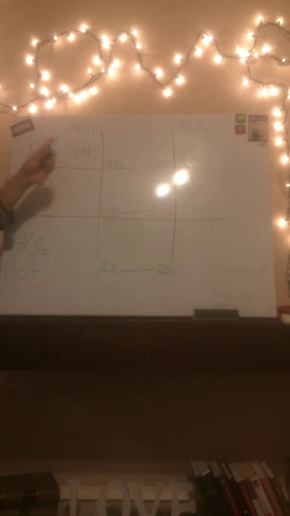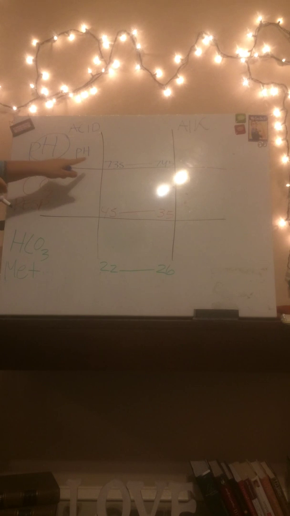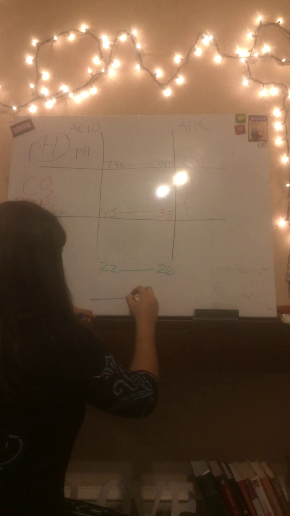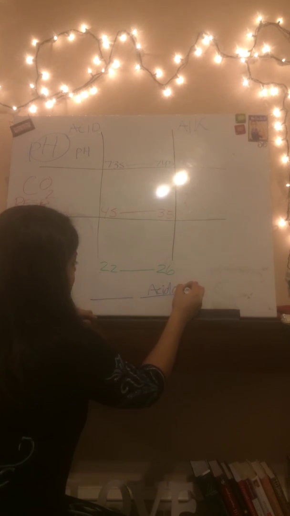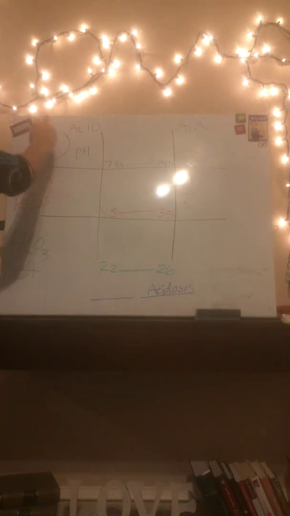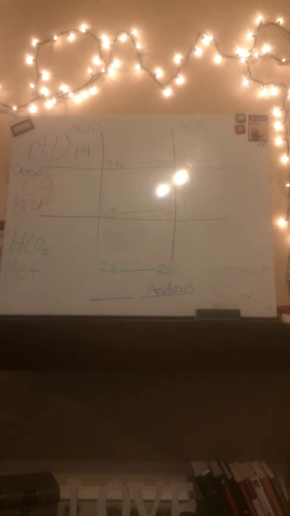Now, our pH is our key for everything. So since this is our key, we know that it's automatically going to be acidic because our pH is acidic. So it's going to be blank blank. Acidosis is what we already know it is because our pH is our key. Now this is our key, and CO2 and HCO3 is our cause. So why is it acidic? Is it respiratory or is it metabolic?